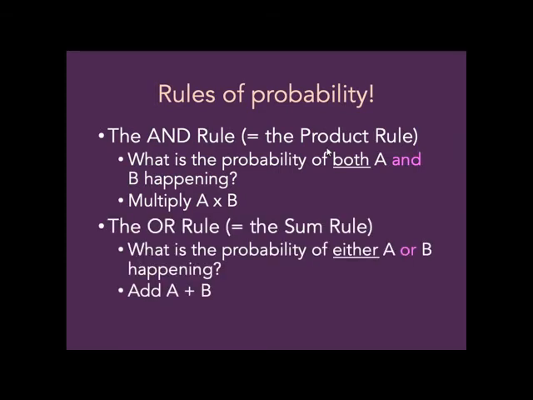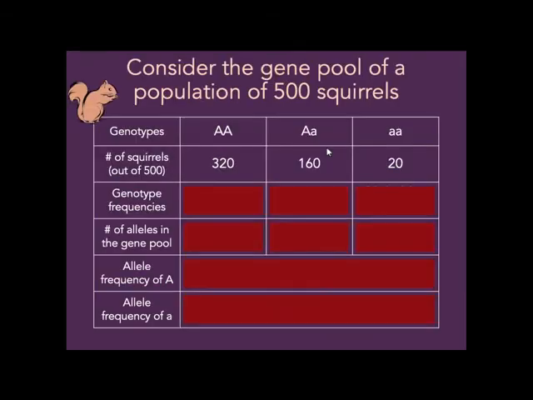All right, the other rule is the OR rule, sometimes known as the sum rule. And so if your question is asking what's the probability of either A or B happening, then you're going to add the two probabilities together. So like, for example, what's the probability of either flipping a heads on a coin, or flipping a tails on a coin? So what's the probability of flipping a heads? Half. Yeah. What's the probability of flipping a tails? That's also a half. Yeah. So what's the probability of either flipping a heads or the tails? 100%, because that's all there is. Yeah, so you would add them, 0.5 plus 0.5, right? Okay, so those are your rules of probability.